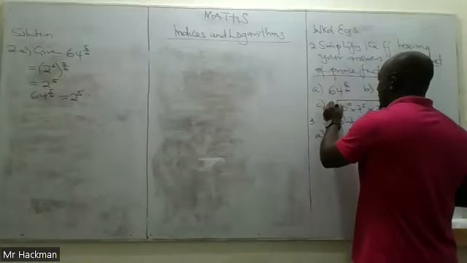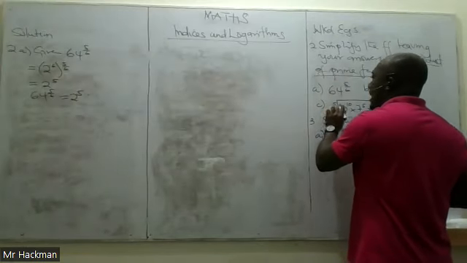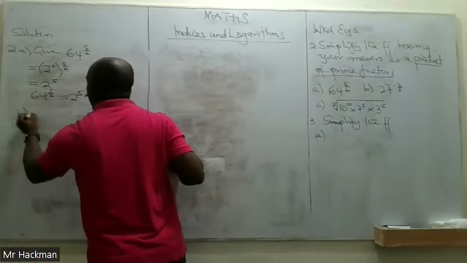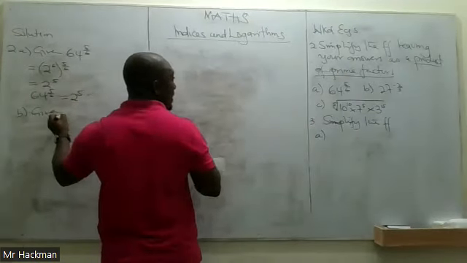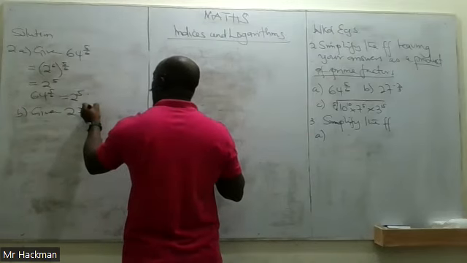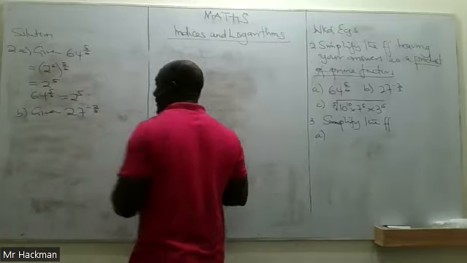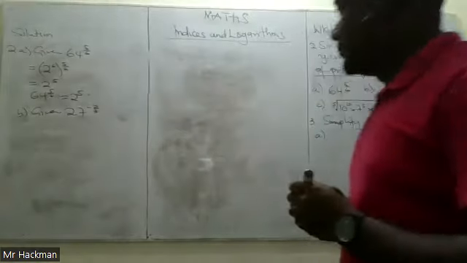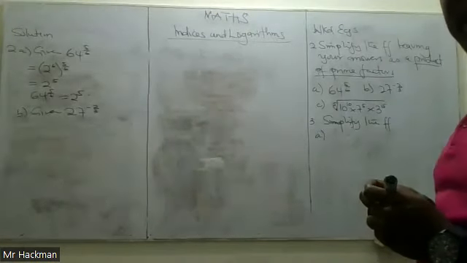Okay, so the next one, B. What do we have? We are given 27 to the power minus 2 on 3. Hope I'm right. Okay, so that's the question.